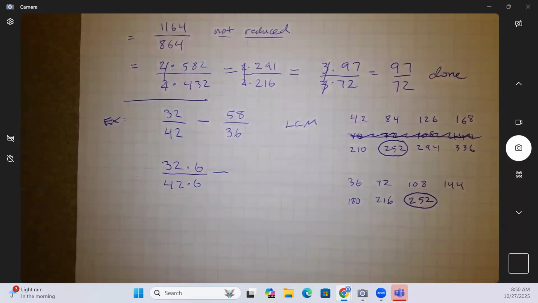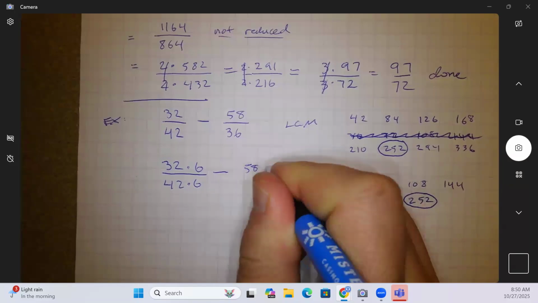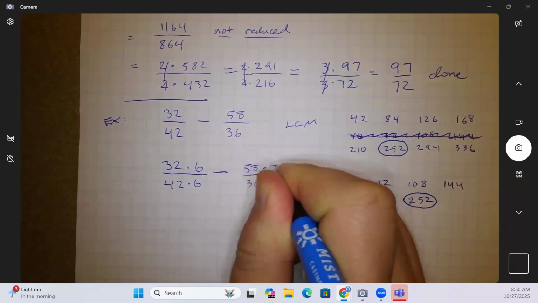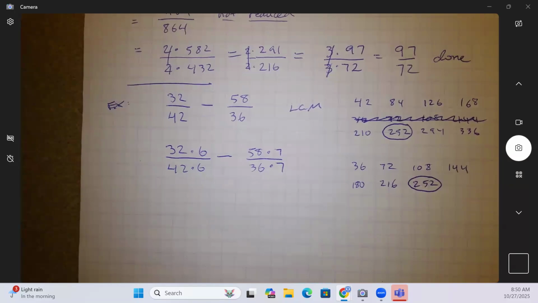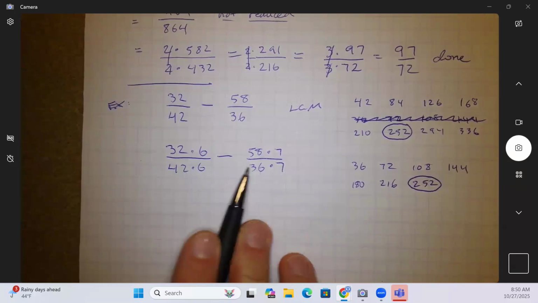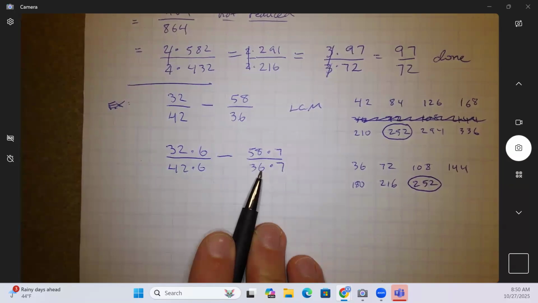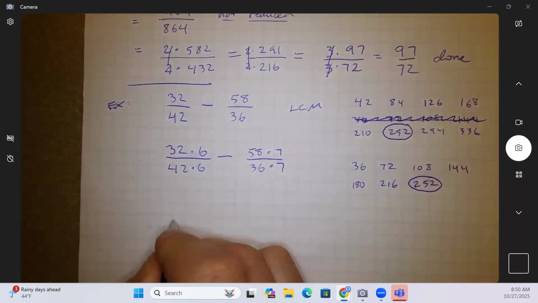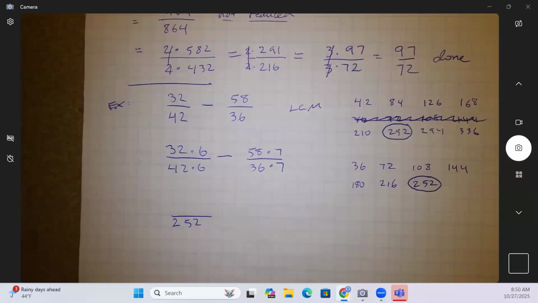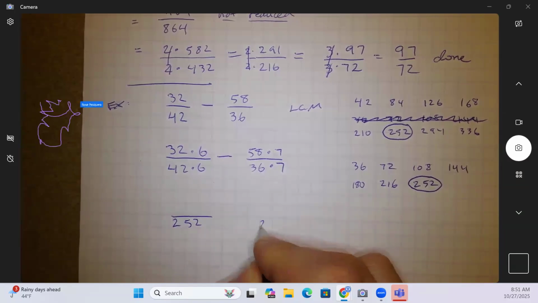And how did I get from 36 to 252? I count my steps: 1, 2, 3, 4, 5, 6, 7. So the 36 is missing a 7. And how do I know if I did that right? Well, you're going to do the multiplications of the denominators, and they should both get you to 252. 42 times 6, 252. That's good. 36 times 7, 252. That's good.